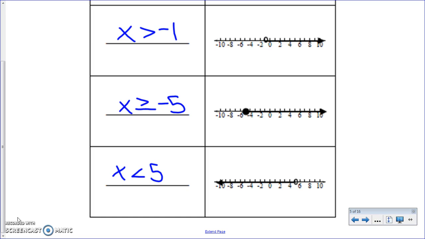Please make sure you have all the work copied down and glue the pages in your math notebook.